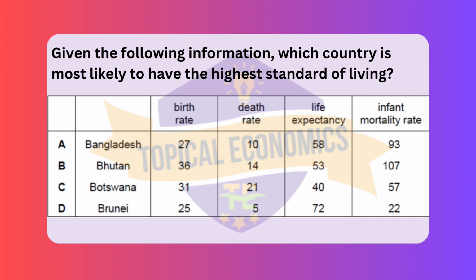Lastly, for Botswana, Botswana has the lowest life expectancy, 40 years, and a higher infant mortality rate, 57, which suggests that it has significant health challenges. Despite having a moderate birth rate, these factors imply lower living standards than Brunei.